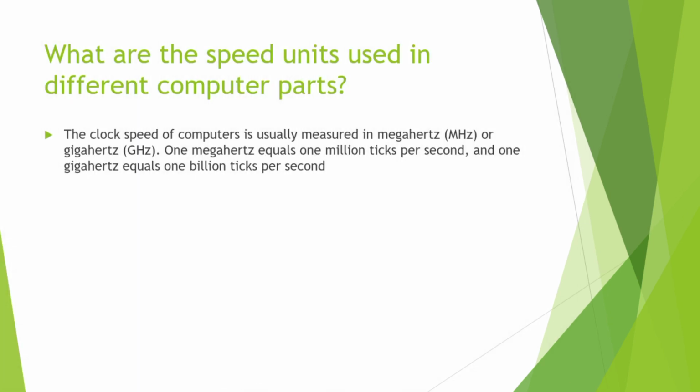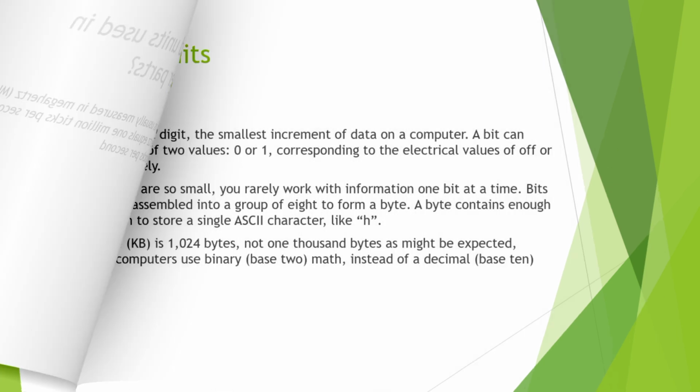What are the speed units used in different computer parts? The clock speed of computers is usually measured in megahertz or gigahertz. 1 megahertz equals 1 million ticks per second and 1 gigahertz equals 1 billion ticks per second.